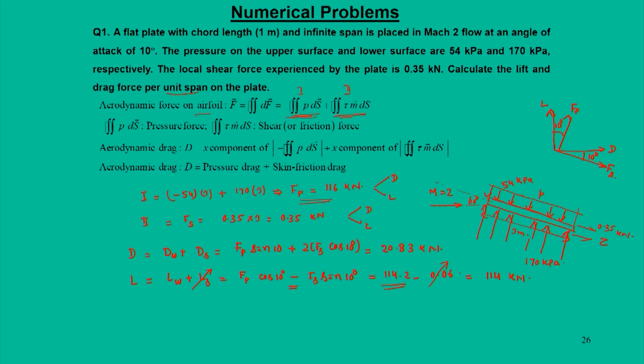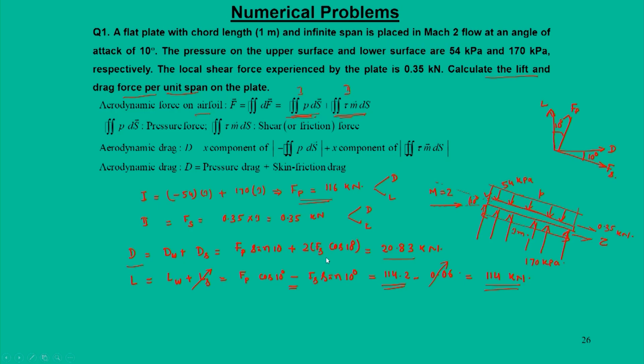So, ultimately what has been asked, calculate the lift and drag force per unit span. So, total drag force is 20.83 kilonewton, total lift force is 114 kilonewton. So, the basic underlying principle for this: for a simple flat plate, one can say that ratio of lift to drag is almost 6 times, which means that aerodynamic lift is a very essential factor to survive this body at high altitude.